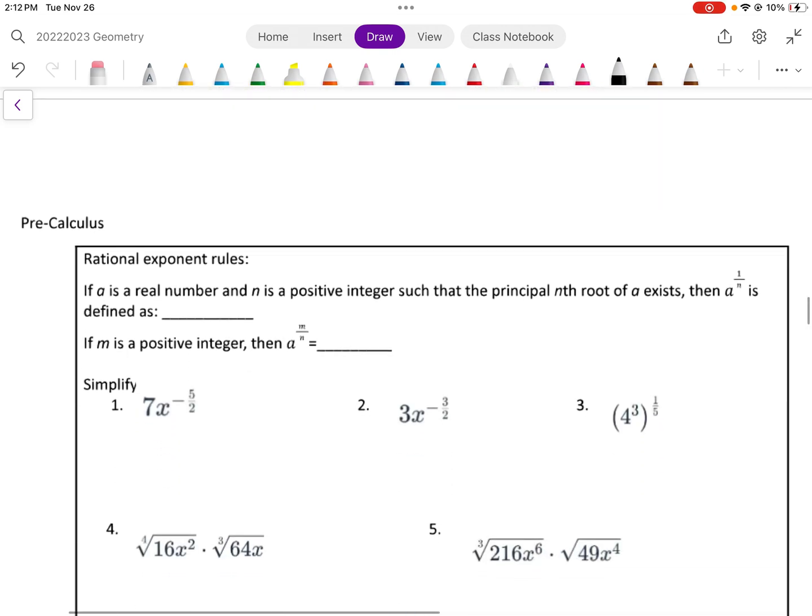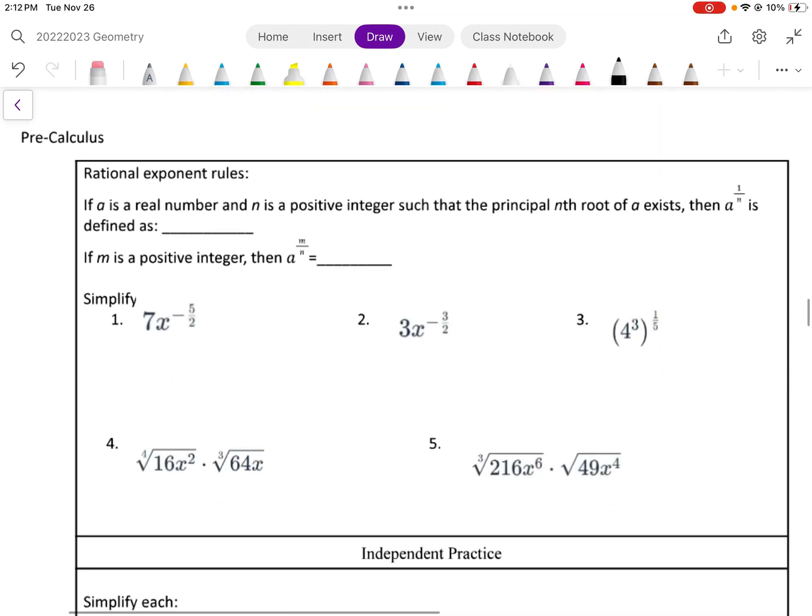So let's talk about rational exponents. If a is a real number and n is a positive integer, such that the principal nth root of a exists, then a to the 1 over n power is defined as the nth root of a. So basically you can rewrite a rational exponent as a radical.